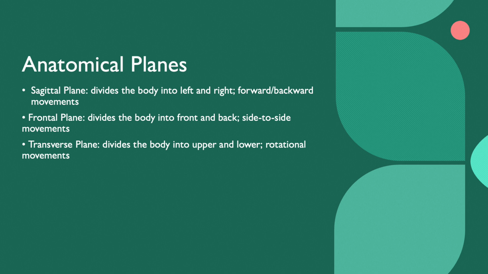Then we have the transverse plane, that divides the body into top and bottom halves. Rotational movements such as Russian twist or torso twist, swinging a bat, pivoting in sports occur in this plane. These planes help us categorize movement and identify whether something is moving efficiently or compensating.